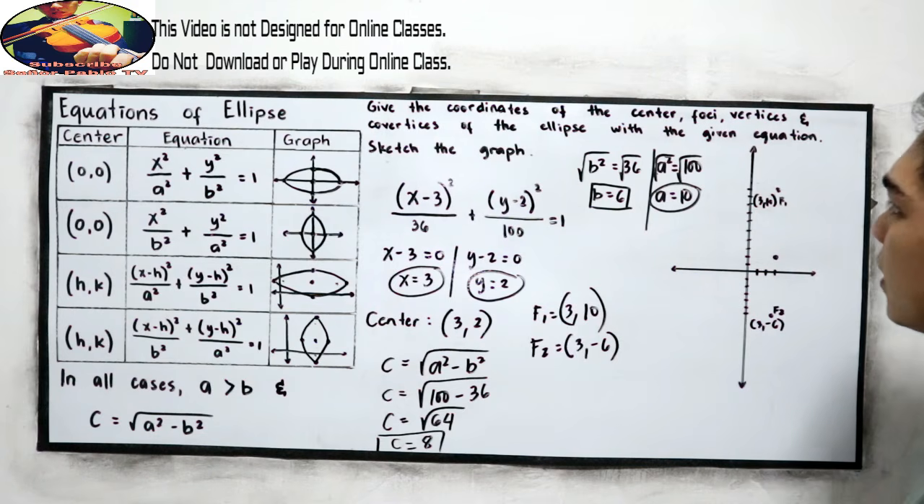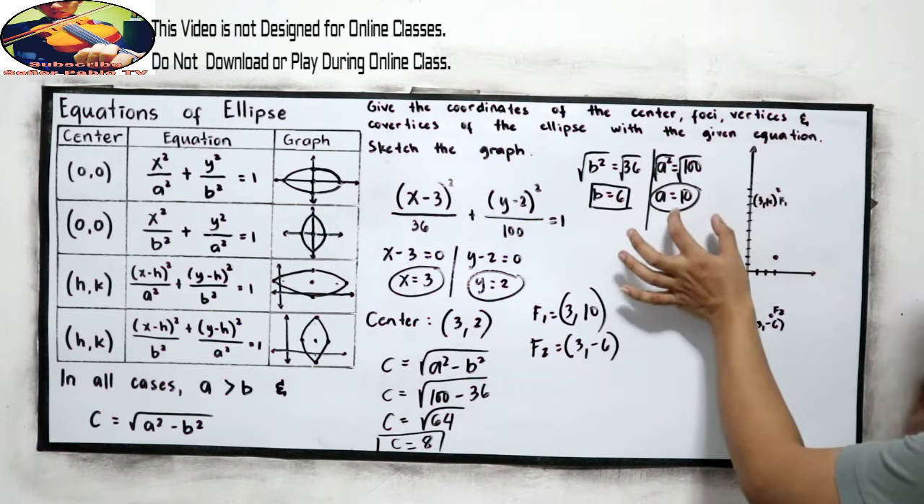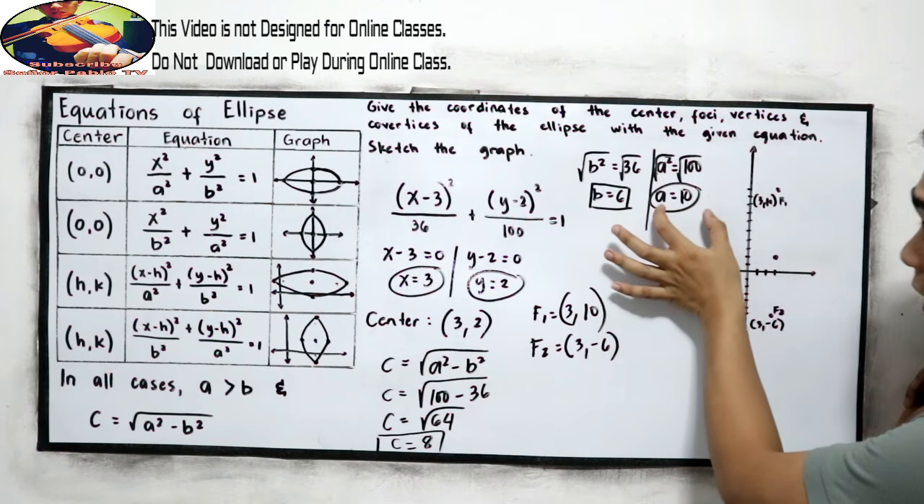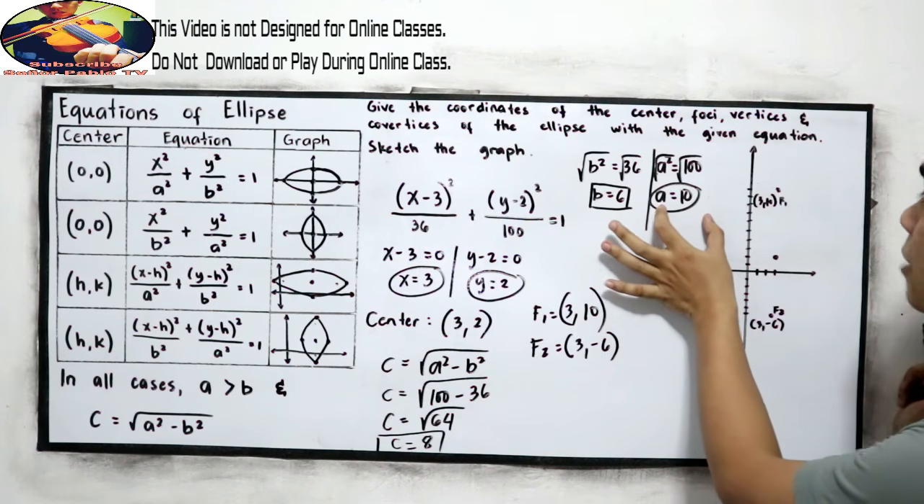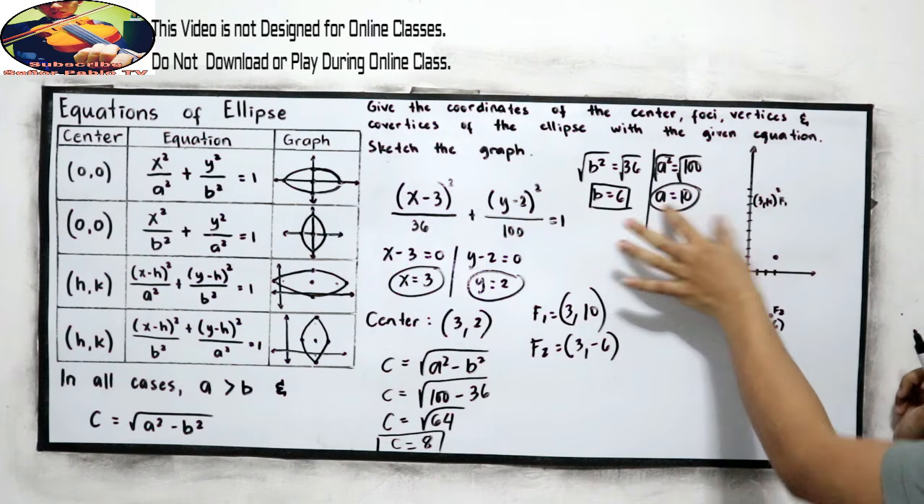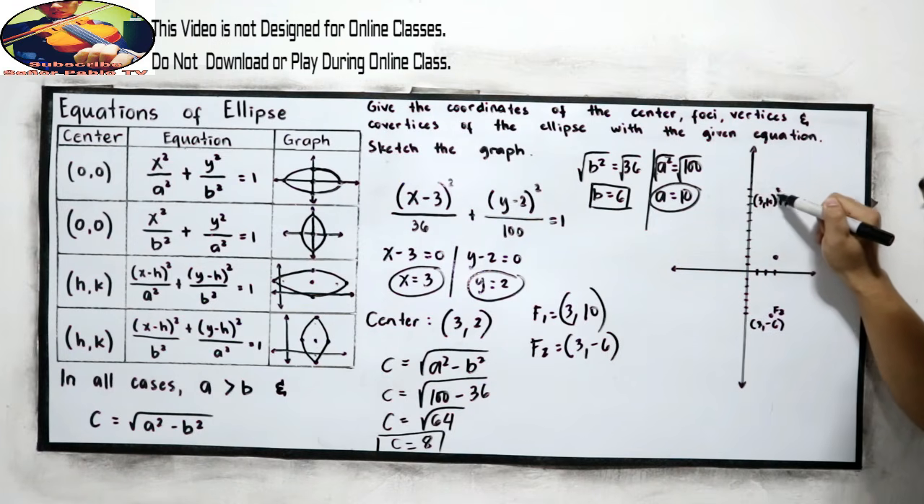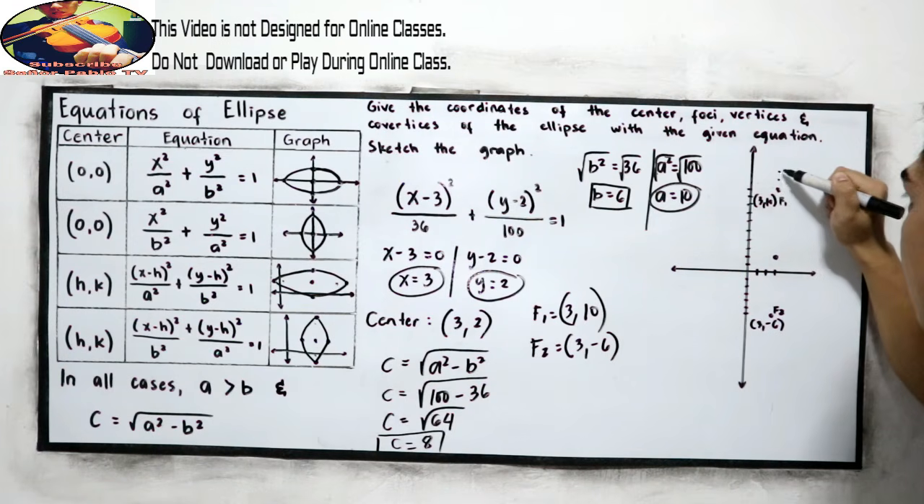Now, let us find our vertices. Let us first use our A, or the semi-major axis. So 10 units from our center. 1, 2, 3, 4, 5, 6, 7, 8, 9, 10. So it's here.